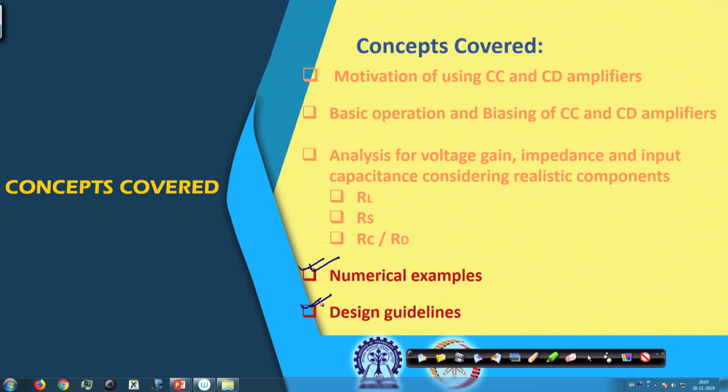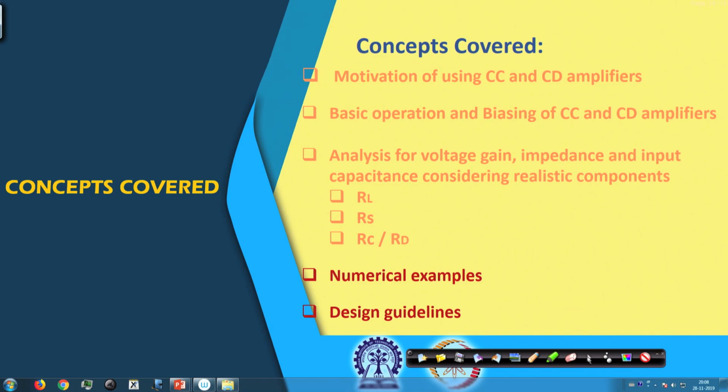Whatever knowledge we have gathered in our previous discussion, namely the analysis of voltage gain, impedance and capacitance of the common collector and common drain circuit for the ideal situation, as well as considering the different parasitics, namely source resistance, load resistance and collector or drain terminal resistances, will also be utilized in the numerical examples.